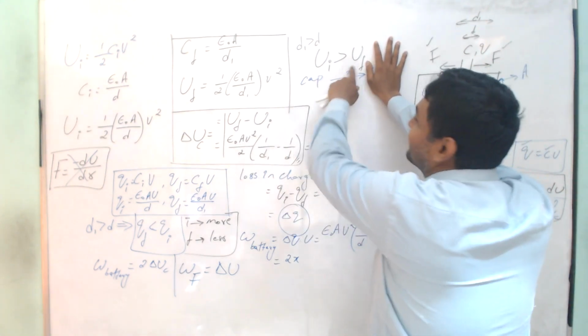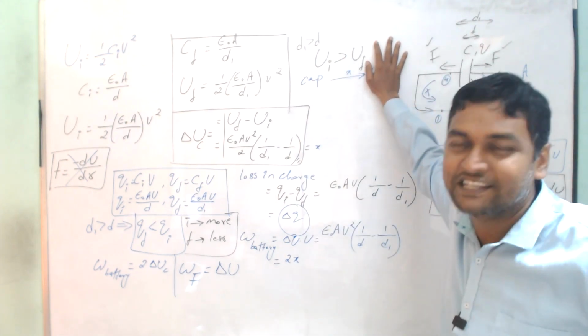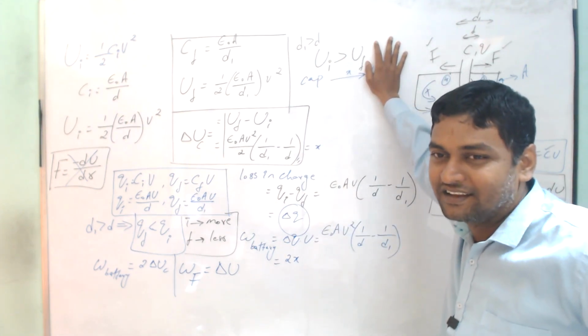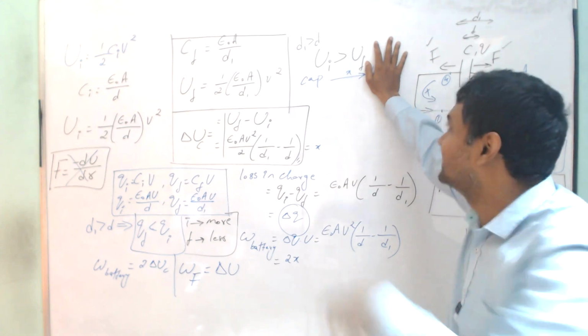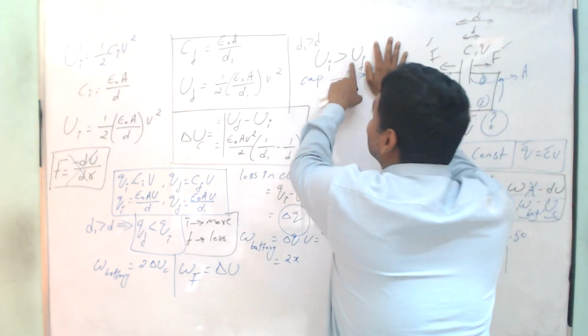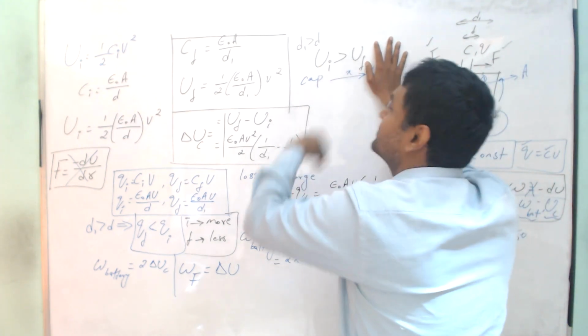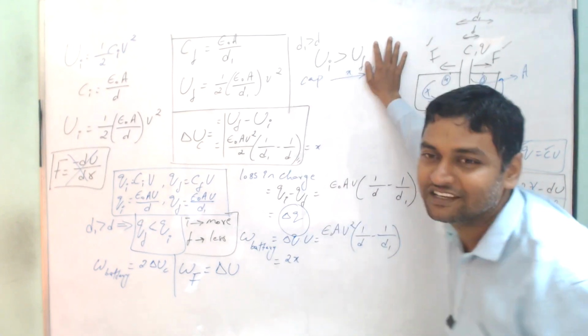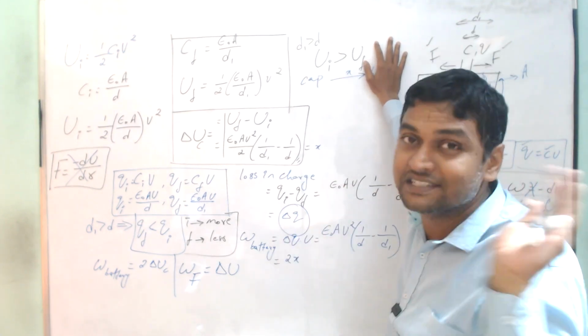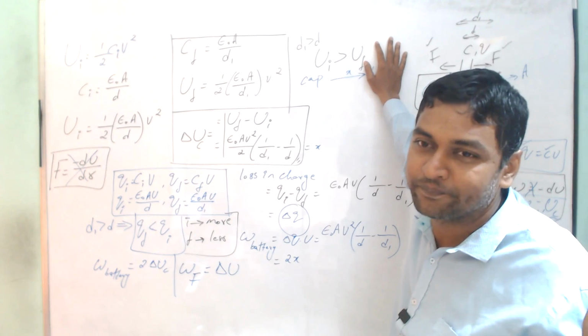Initial is greater than final. That means it lost its energy, right? Initial energy of capacitor is greater than final. That means it gave its energy. So capacitor gave X is known, to whom we don't know.